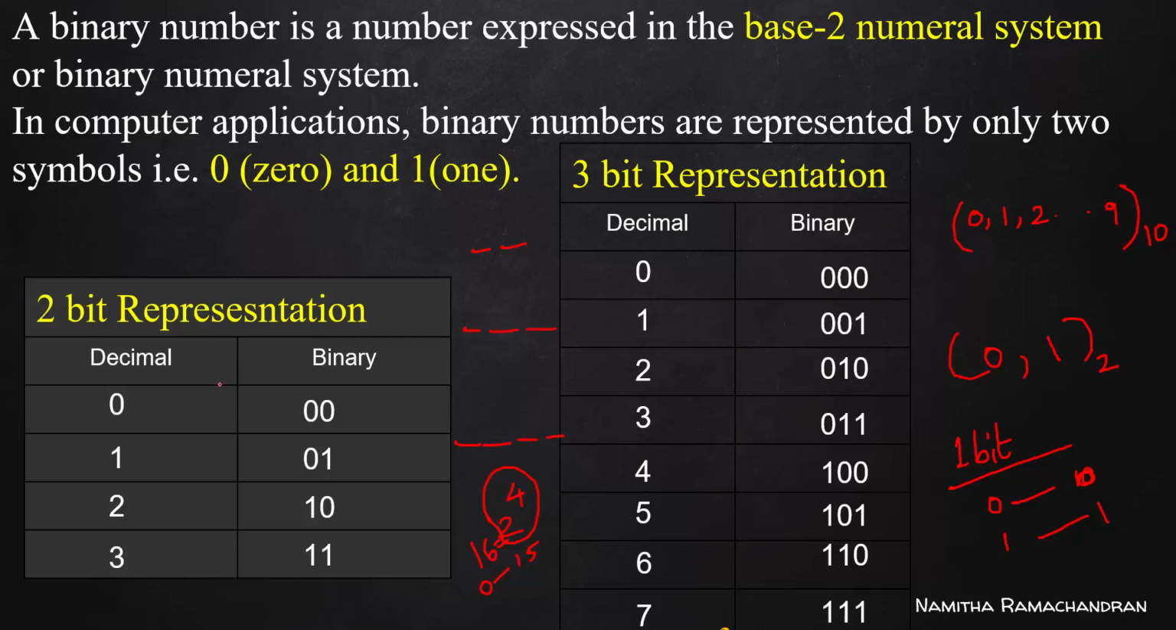Here it is a 2-bit representation. How many patterns are possible? We take the base 2 with the power of the number of bits. Here it is 2 bits, right? Then 2 to the power 2, so 4 different patterns are possible. These 4 numbers range from 0 to 3. This is the normal rule for generating binary numbers with different numbers of bits.